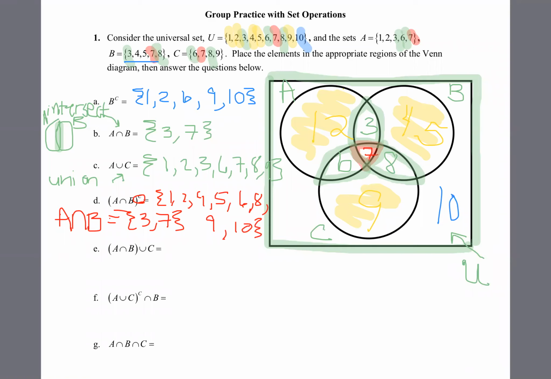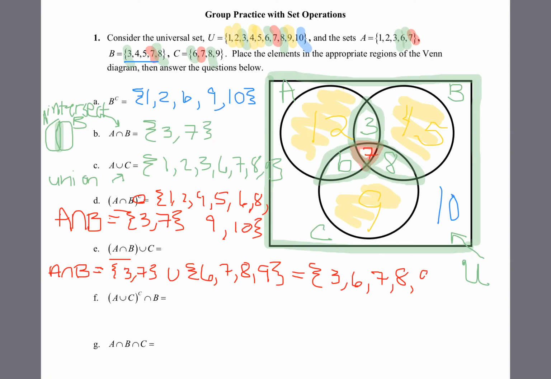There we go. Okay, next one, kind of think order of operations with these. Parentheses go first. So it's A intersect B, which is 3 and 7. And then it's unioning that with C. So C is 6, 7, 8, 9. So it's all of those numbers together. So 3, 6, 7, 8, 9. All right, so that union one more time, everything. It's a union, putting it all together.